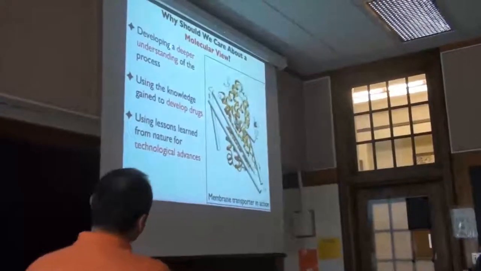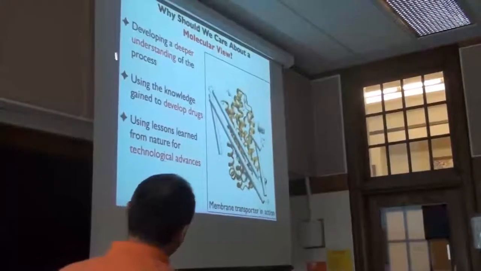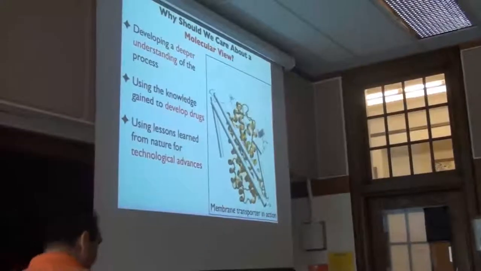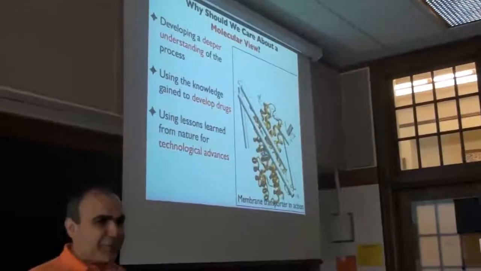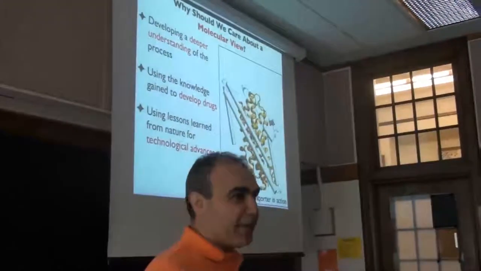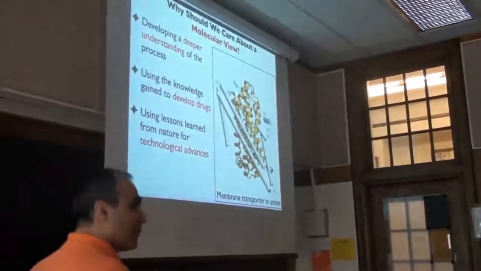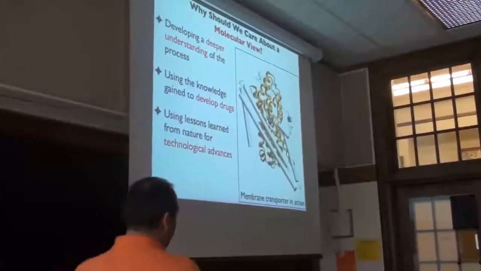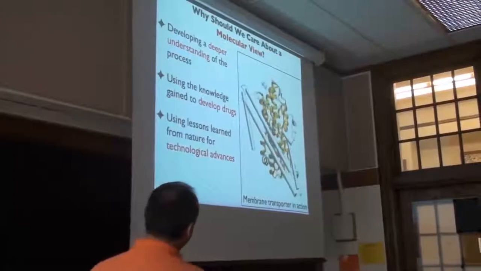So why do we care about having a molecular view? I guess the most important aspect is that we are all curious. We want to understand how things happen in nature. That's the curiosity that is in all of us. That's the main reason. We want to really have a deeper understanding of how things happen.